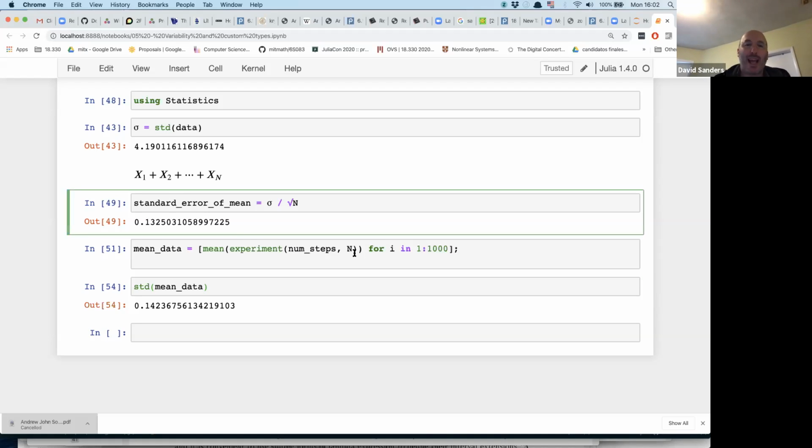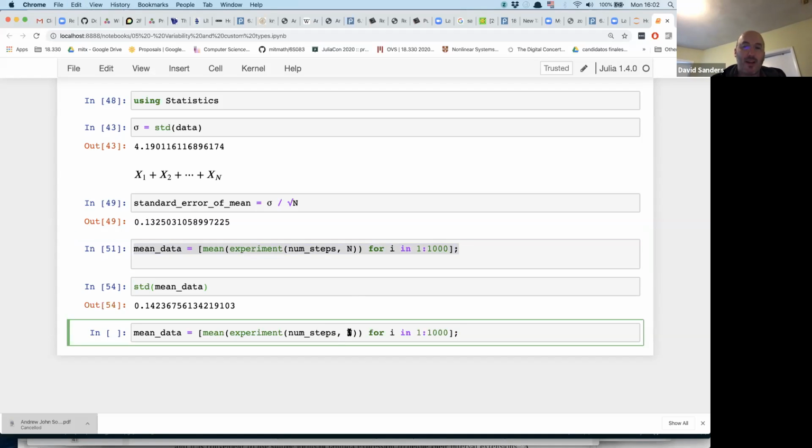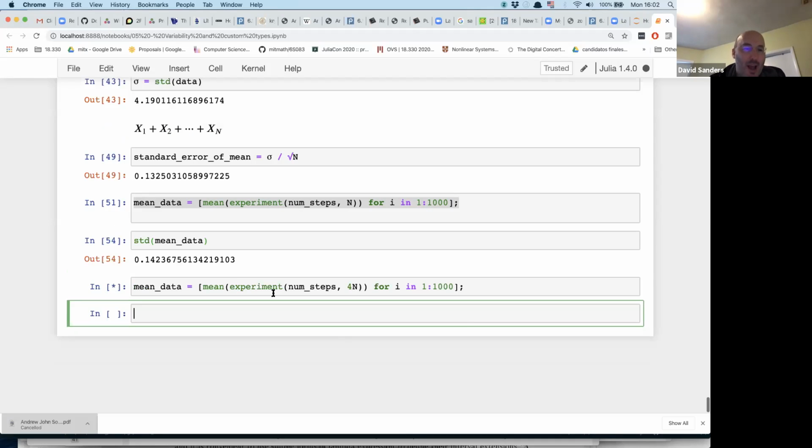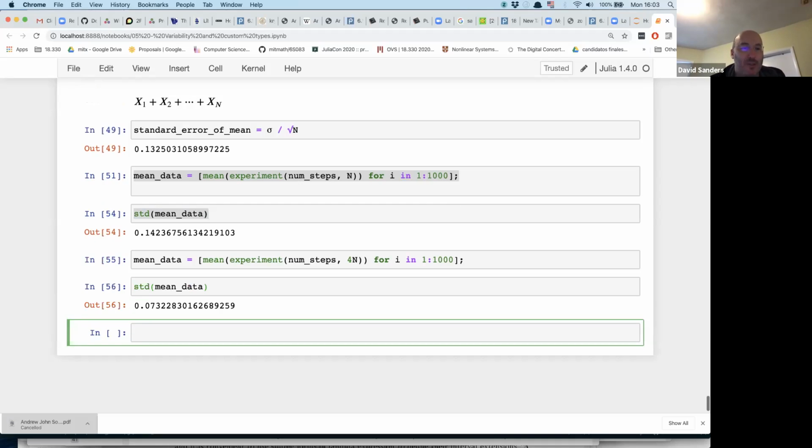And when I increase n, of course, if I run it for, let's say, 4 times longer because there's a square root, I should get a standard deviation that goes down by a factor of 2, and I do.